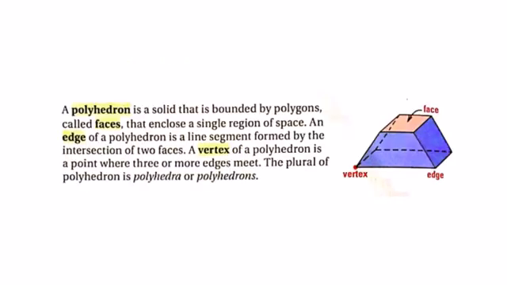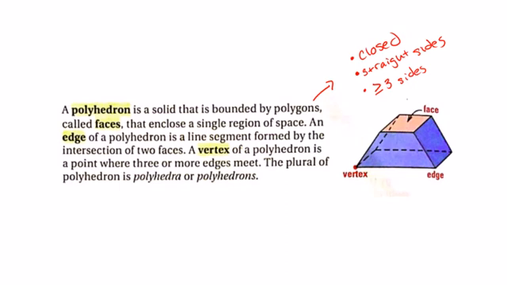A polyhedron is a solid that is bounded by polygons. So remember the three requirements in order to be a polygon were closed, the sides must be straight sides, so no curves, and it must have greater than or equal to 3 sides. Alright, so each of those polygons is called a face, so we are not going to call them sides, we are going to call them faces. And they enclose a single region of space.